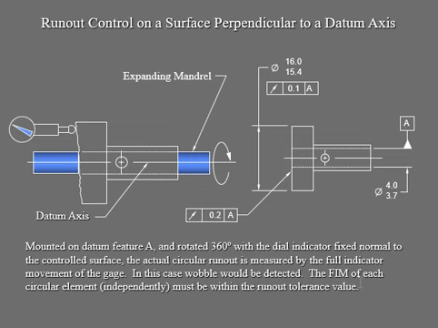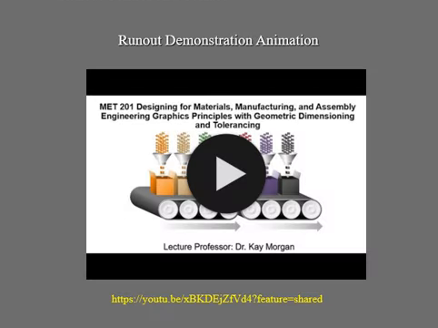So your FIM, when you take a look at it, of course it's going to be within the Runout tolerance value, even though it isn't that perpendicular. You have a wobbling because you see how it isn't a straight 90 degrees down. Okay, then let's take a look at the Runout demonstration right here.